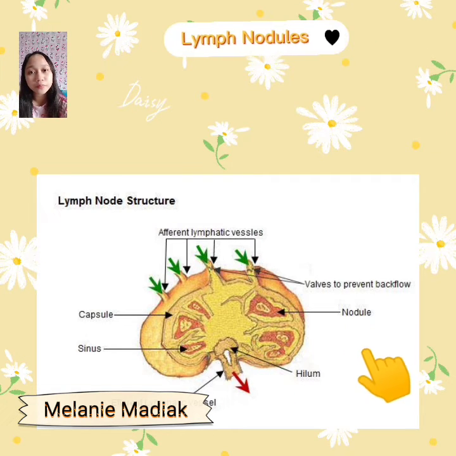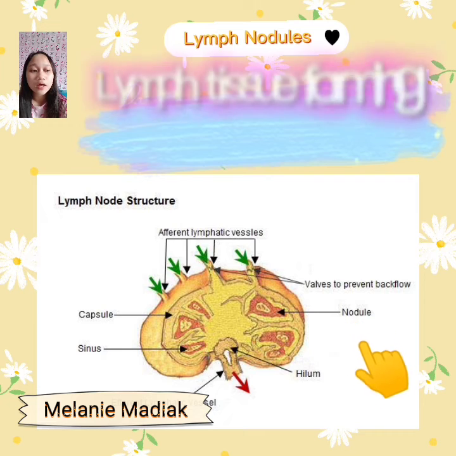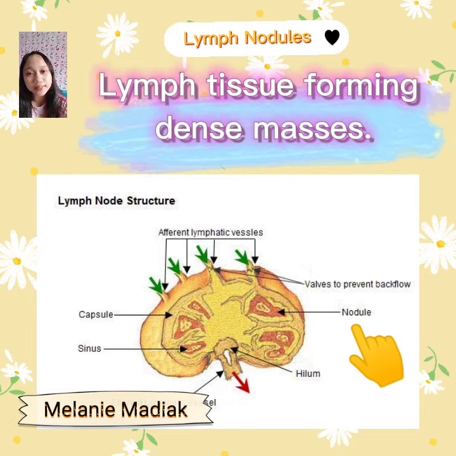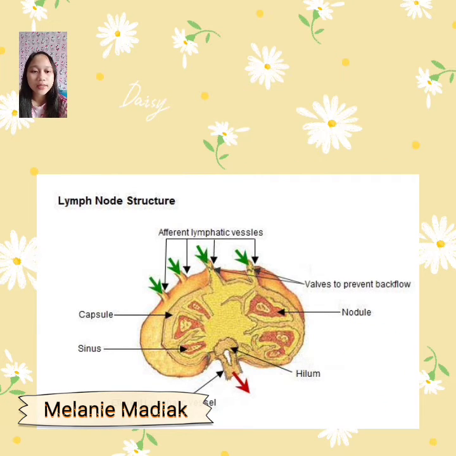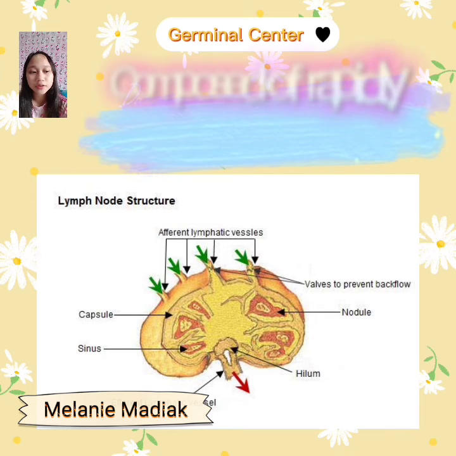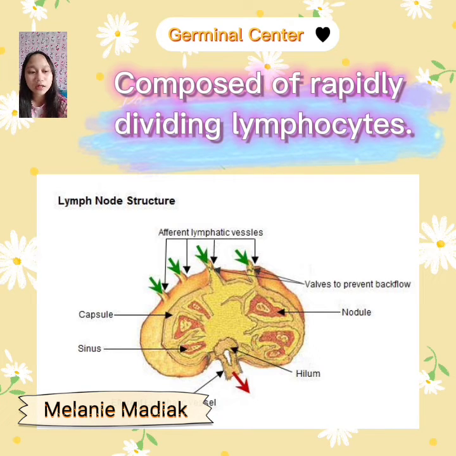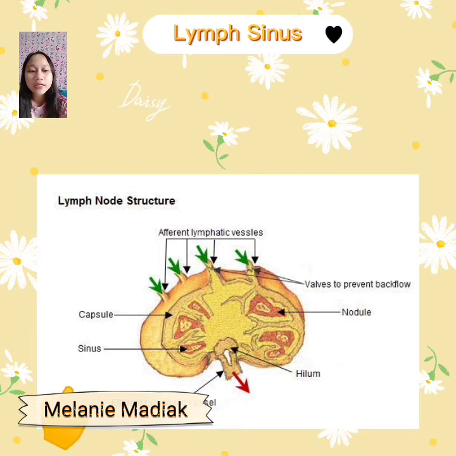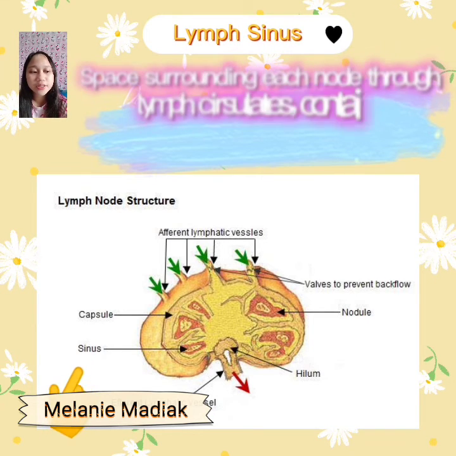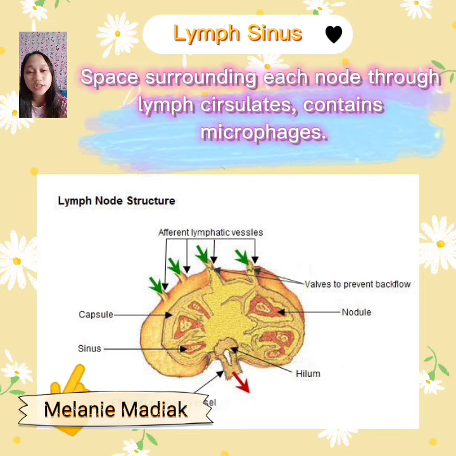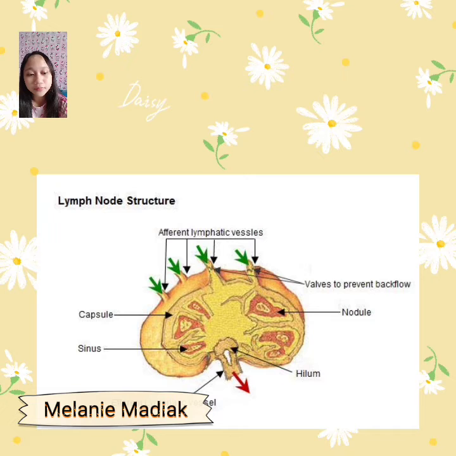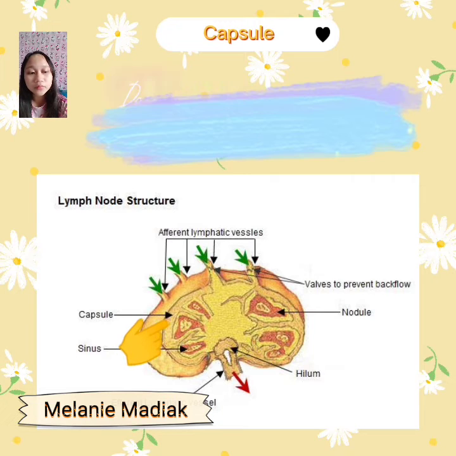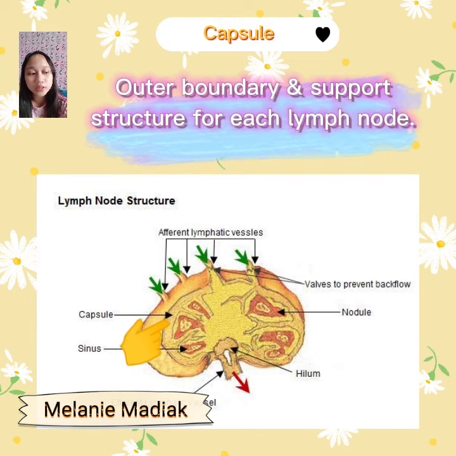Next is lymph nodules. Lymph tissue forming dense masses. Next is germinal center, composed of rapidly dividing lymphocytes. Next is lymph sinus, the space surrounding each node through which lymph circulates. It contains macrophages. The last is capsule, the outer boundary and support structure for each lymph node.